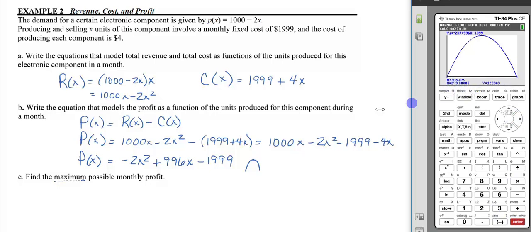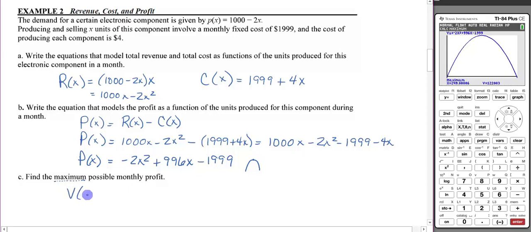Your maximum is at 249, 122,003. So when we're asking for the possible monthly profit, X is the number of units. This is going to be the profit. So the maximum possible monthly profit is $122,003. Make sure to put that dollar sign on that as your label.